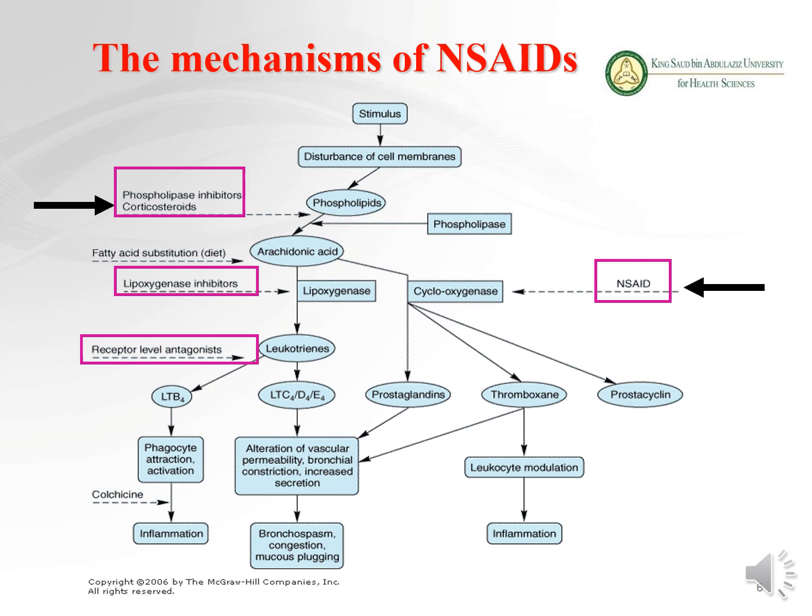Now the mechanism of action of NSAIDs. Basically, NSAIDs inhibit the cyclooxygenase enzyme, and this cyclooxygenase enzyme converts the arachidonic acid into prostaglandins and thromboxane, which are the inflammatory mediators.